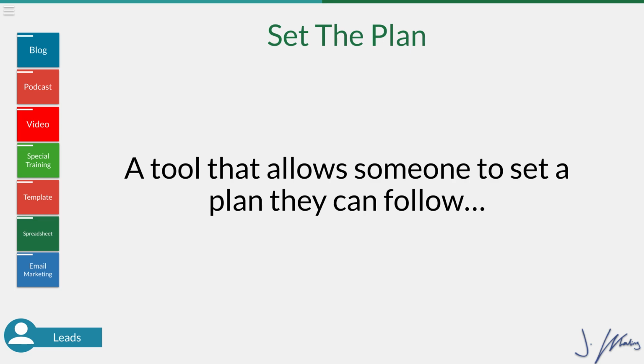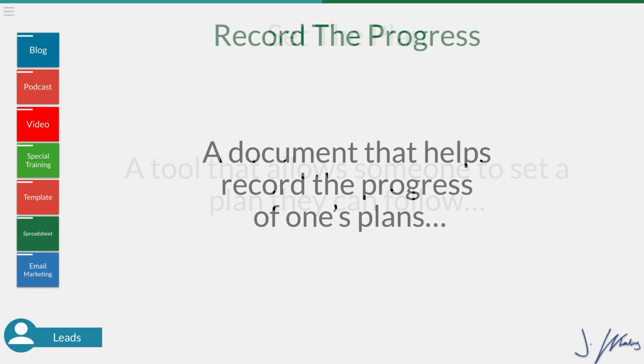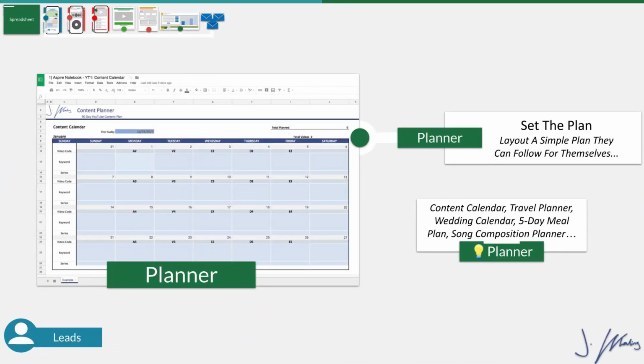So this can be a planner helping someone plan out a future plan, or this could be a tracker helping someone track their previous progress. So as an example for our planner, one of the lead magnets that we currently have is a content calendar. So someone can download our Google Sheet and then they have a pre-formatted sheet where they can actually plan out their content. And as an example of a tracker, you're going to help someone keep track of their progress because obviously what isn't measured cannot be improved.